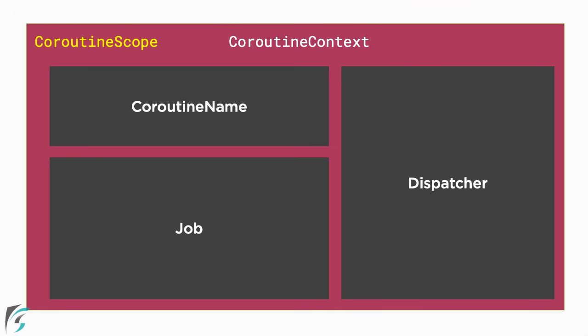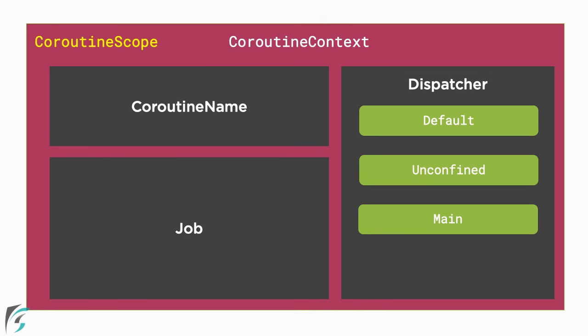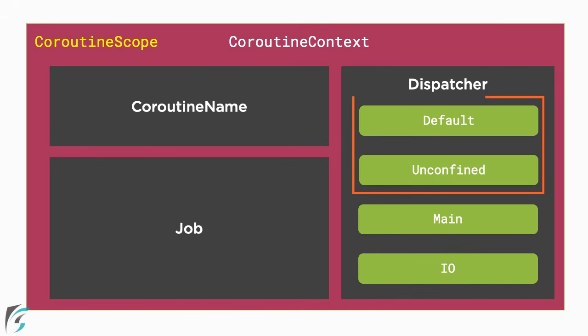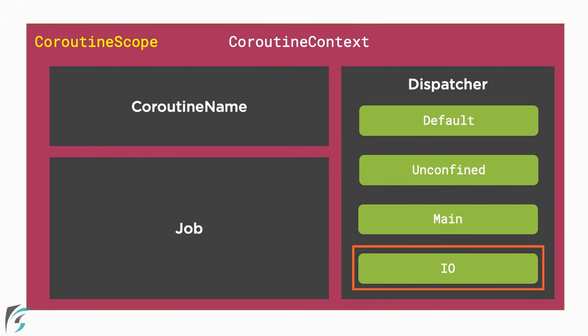Now, coming back to our slide, well, this dispatcher is basically of 4 types. The first one is the default, then we have unconfined, then main, then IO. Well, just now we saw these two dispatchers, right? But this main dispatcher basically works on the UI objects, and this IO dispatcher is used for IO operations. So we are not going to discuss them right now.